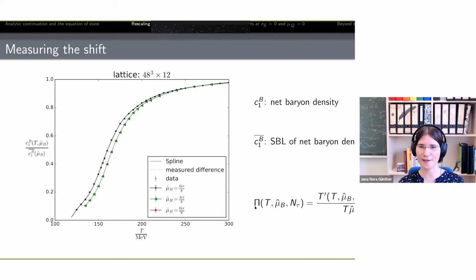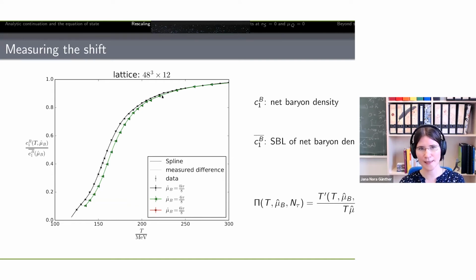We then calculate this quantity pi, we call it pi for proxy, which is the difference in temperature between these 2 curves normalized by the temperature and the chemical potential. And from this, we will later on calculate our expansion.